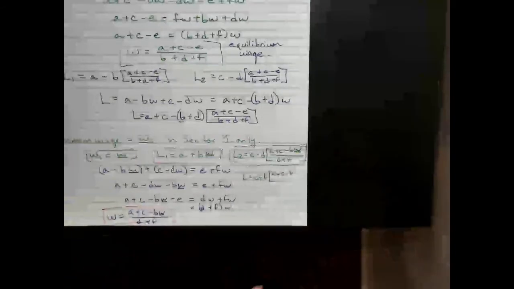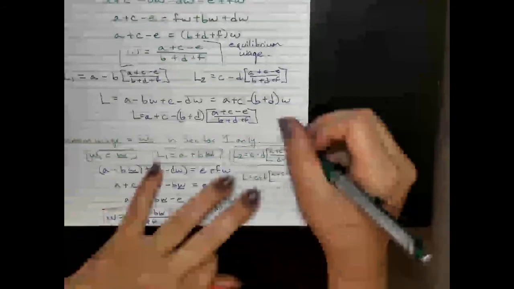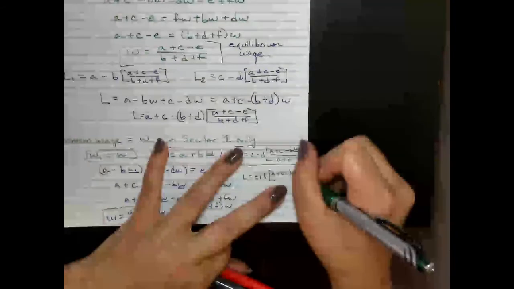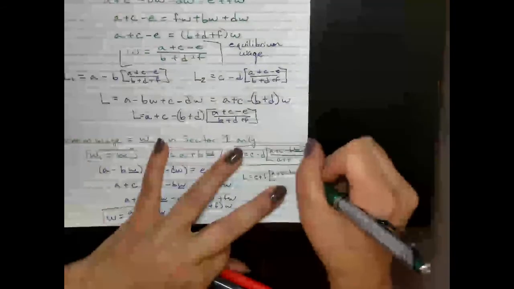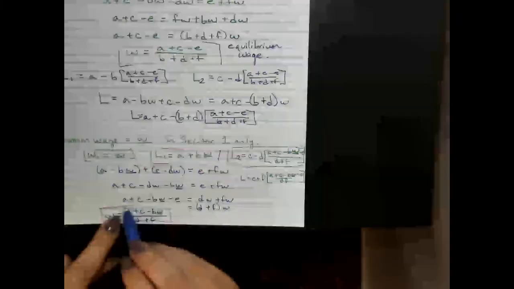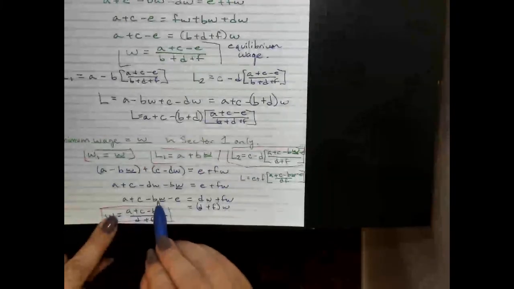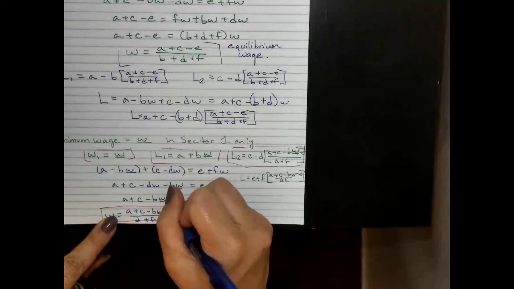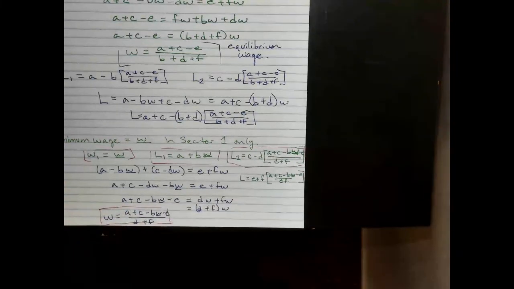Oops, I left one out. Minus E, right? BW bar minus E divided by D plus F. I dropped it from over here when I finished the answer. Do you see how that happened? We need A plus C minus BW bar minus E. There it is. That's the correct answer. Cool, so hopefully that helps you answer it.